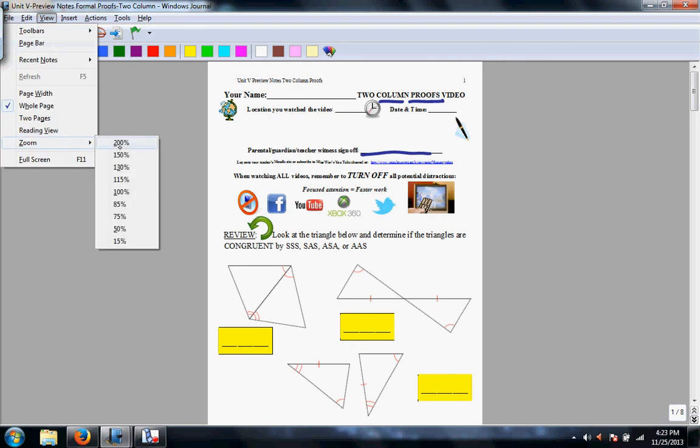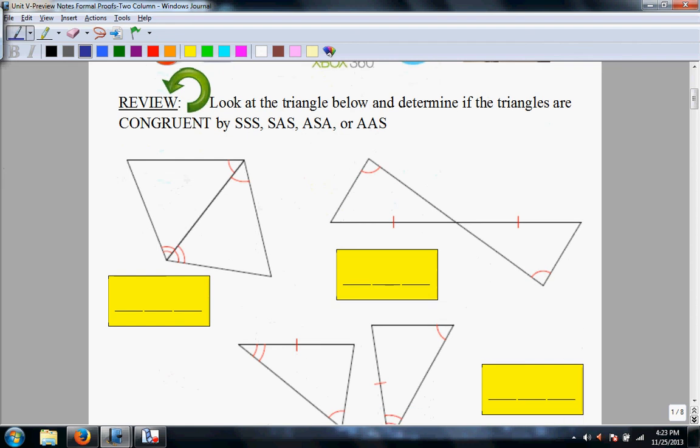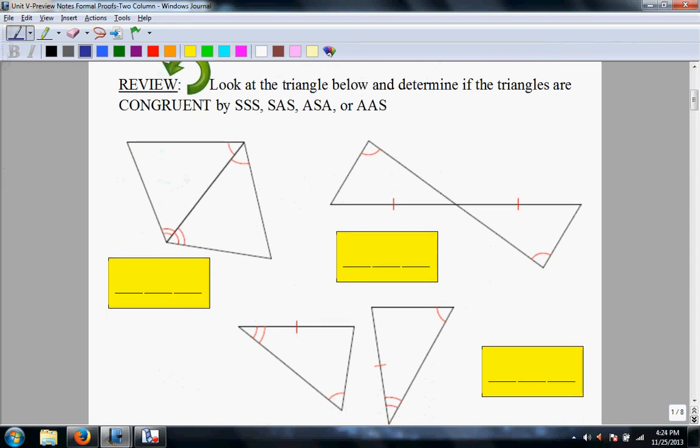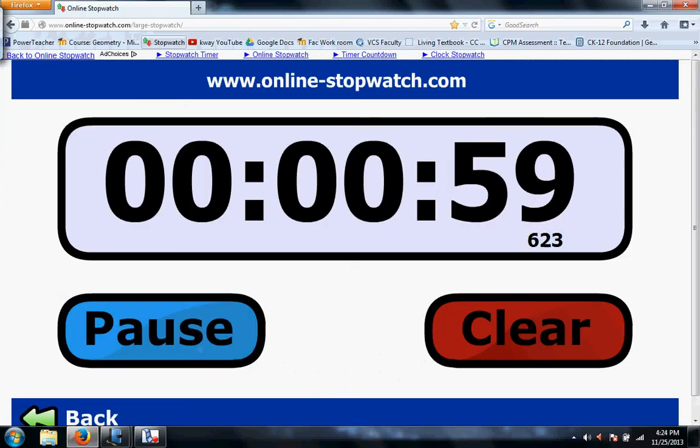Let's do a quick review. These sections below, I'd like you to go through and determine if the triangles are congruent by side, side, side, side, angle, side, angle, side, angle, or angle, angle, side. Please do the appropriate corresponding markings. You have 1 minute, go.